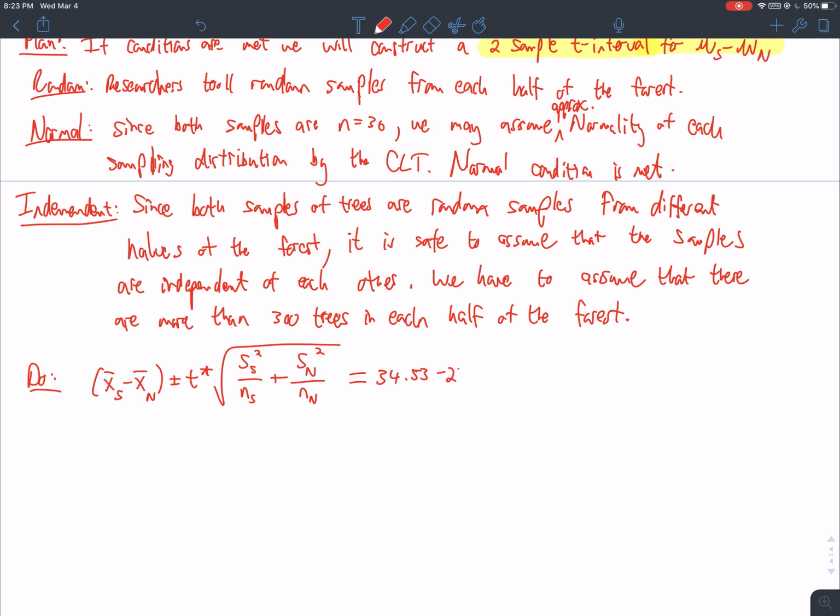34.53 minus 23.70. Make sure you write that in parentheses, otherwise you're doing something different. Remember, now here's the trick. You have to find T star. Okay? You have to go find T star.